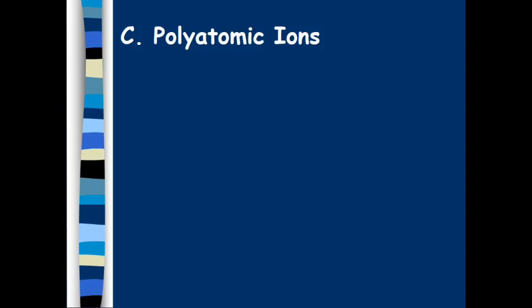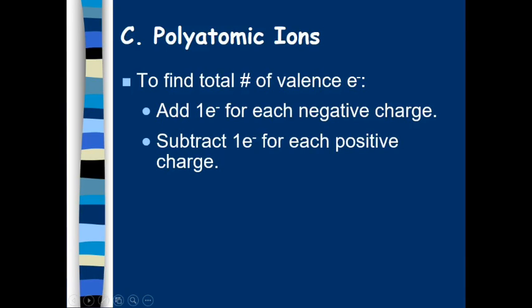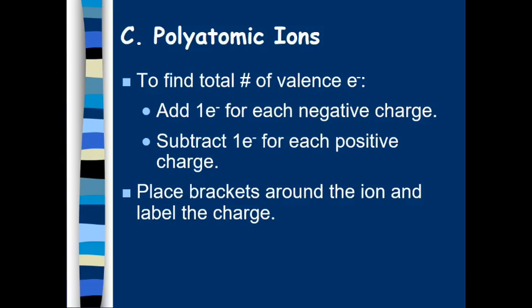We're going to add a couple extra directions to our 5 steps. So step 1 is still find all of your total valence electrons, but now if it has a negative charge, you add an extra electron, and if it has a positive charge, you subtract an electron. If it had a 2 minus charge, you would add 2 electrons. If it had a 2 plus charge, you would subtract 2 electrons. And then we place brackets around the ion and label the charge that was given. So let's go look at an example.